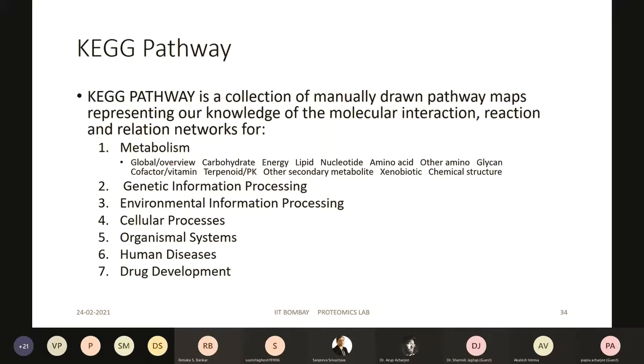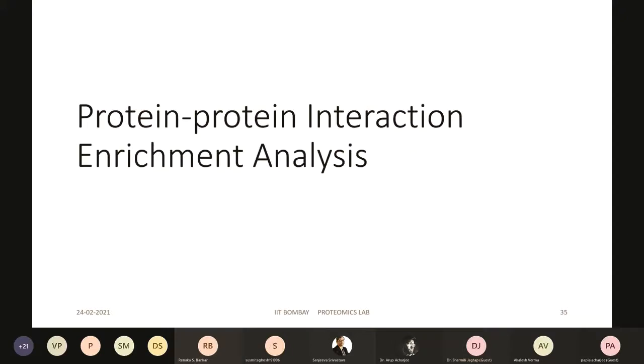There's also the KEGG pathway, so Kyoto Encyclopedia of Genes and Genomes. So their pathways also have maps on metabolism, genetic information processing, environmental information processing, cellular processes, and so on and so forth. Metascape also allows you to do protein-protein interaction and enrichment analysis.